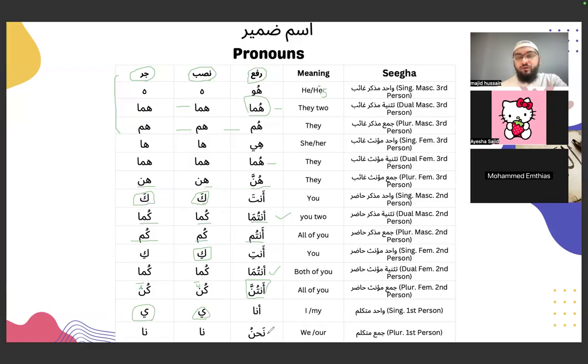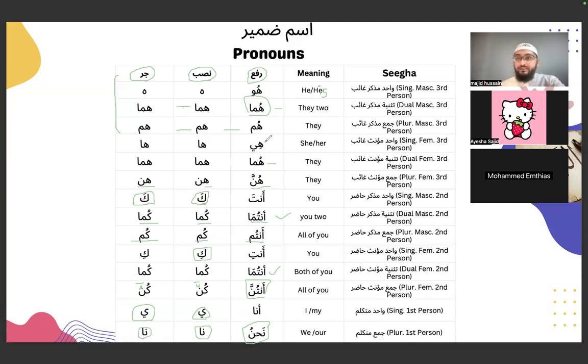Then in the state of rafa, we have the word nahnu. Nahnu tullabul ilm. We are the students of knowledge. Na is in the state of nasab and jar. Mostly na refers to our. Baytuna, our house. Madrasatuna, our school. So these are the 14 forms.